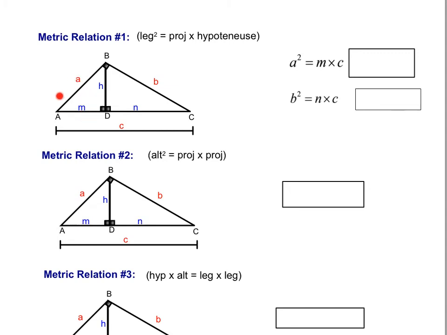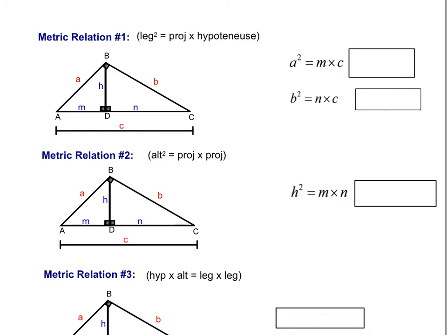So it's the leg squared equals the projection times the hypotenuse. So A squared equals M times C, B squared equals N times C. Now if we look at the next one, this next one deals with the height. So the height squared is equal to M times N.